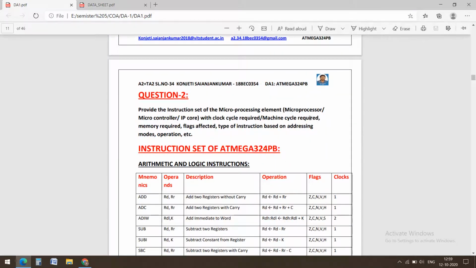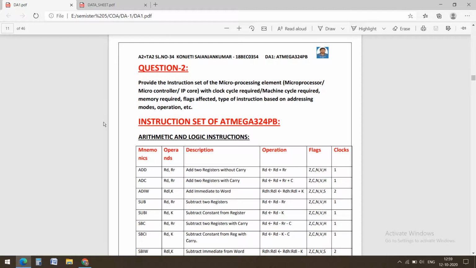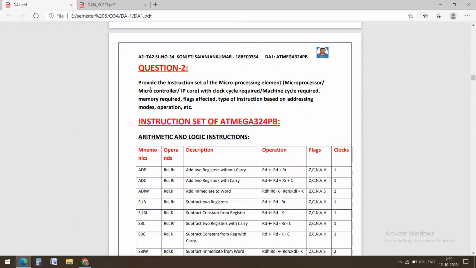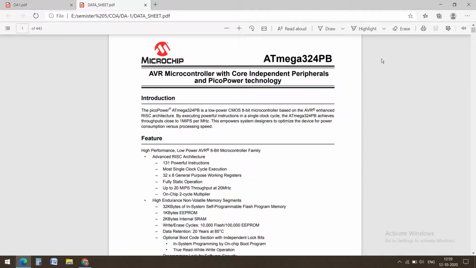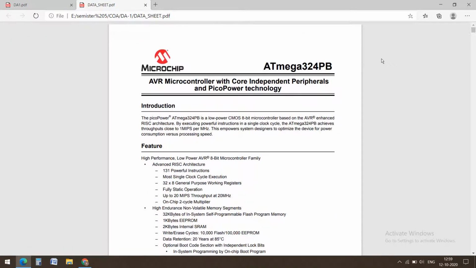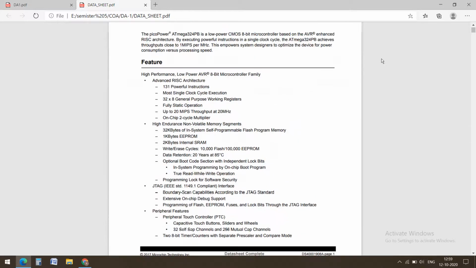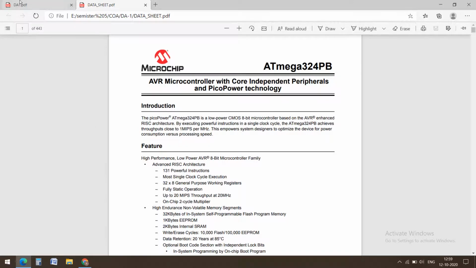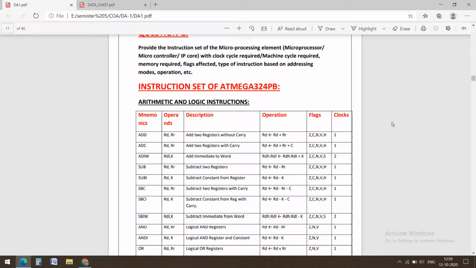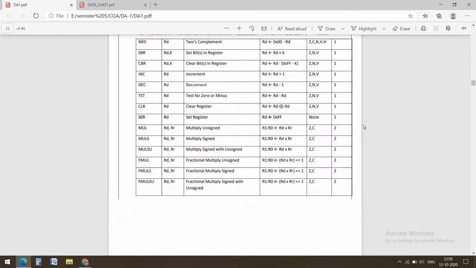And when we go to the second question, it is regarding the instruction set, and I have found all the details regarding this from the data sheet provided. This is a data sheet provided by Microchip Technology. So all the information I have collected from this data sheet regarding the microcontroller. So we can get all the instruction set details from the data sheet itself.